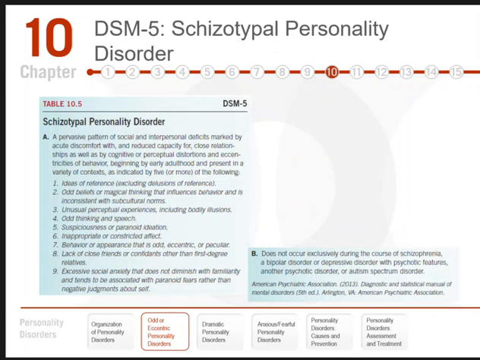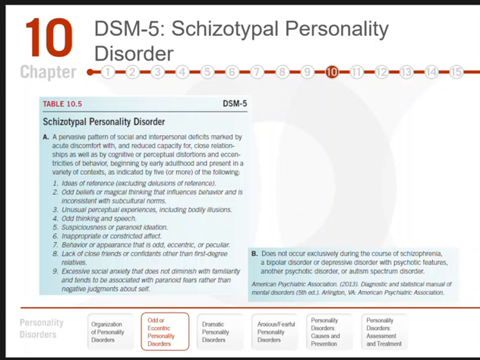Schizotypal personality disorder is more complex and more difficult. It probably would take more time to diagnose, and you'll see why. It's a pattern of social interpersonal deficits that is marked by acute discomfort with and reduced capacity for close relationships, as well as cognitive or perceptual distortions and eccentricities of behavior. And it starts early in adulthood, and it's present in a variety of contexts.